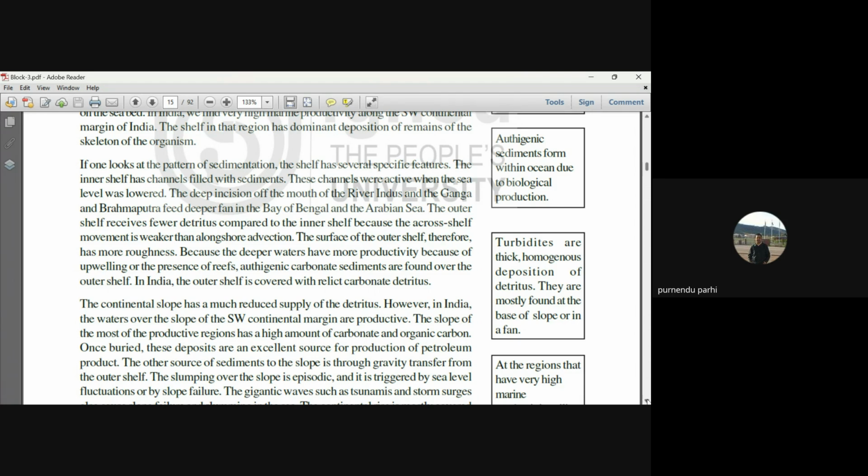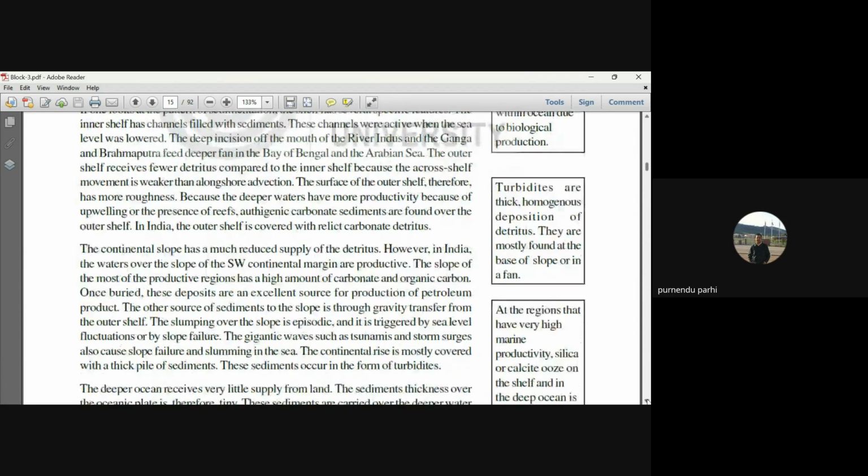The outer shelf receives fewer detritus compared to the inner shelf because the across-shelf movement is weaker than alongshore advection. The surface of the outer shelf therefore has more roughness, because the deeper waters have more productivity because of the upwelling or the presence of reefs. Authigenic carbonate sediments are found over the outer shelf. In India, the outer shelf is covered with relict carbonate detritus.